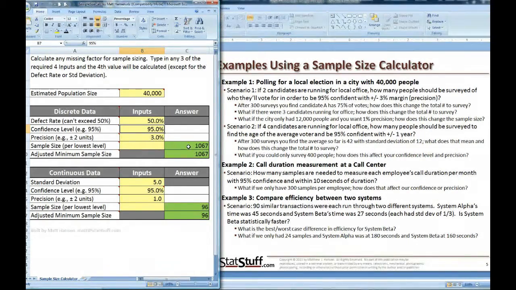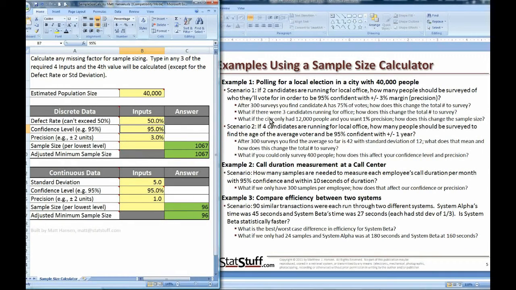But at the same time, if you find that it just continues to change as far as what that defect rate is, don't be afraid to continue to plug that into the calculator and make your adjustments along the way. Now let's extend the sample a little bit further. What if there were 3 candidates running for office? How does that change things?